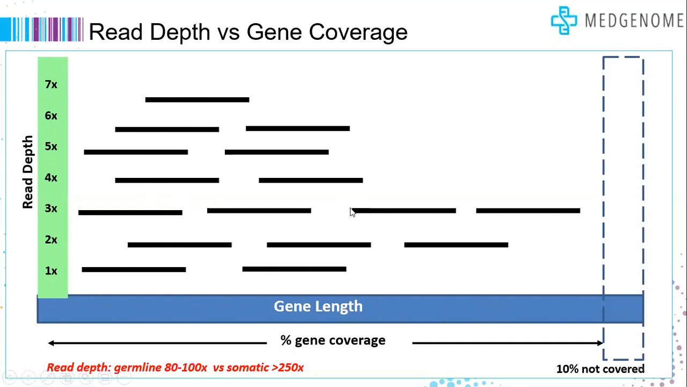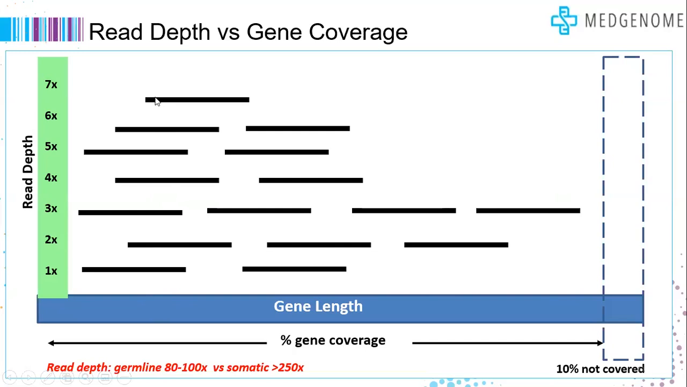Whereas here the read depth is only 3x. Here it is 2x and here it is 1x. So read depth is defined as the number of times a particular nucleotide or a particular region is sequenced in that particular experiment. So here I have sequenced this region 7 times, so the read depth is 7x.